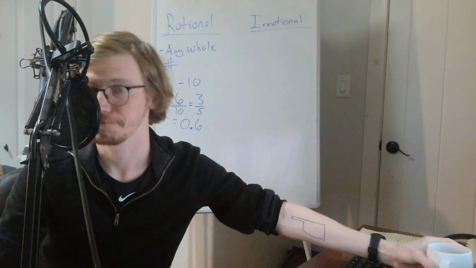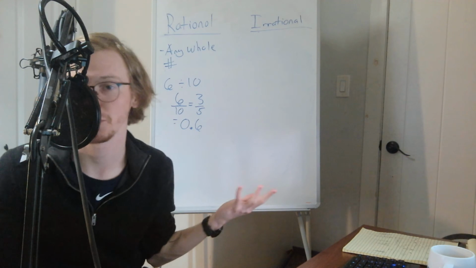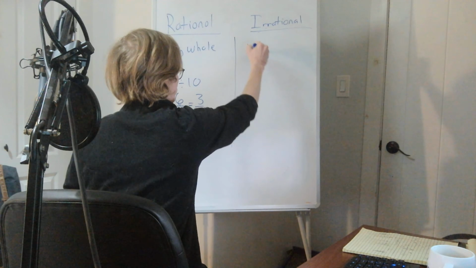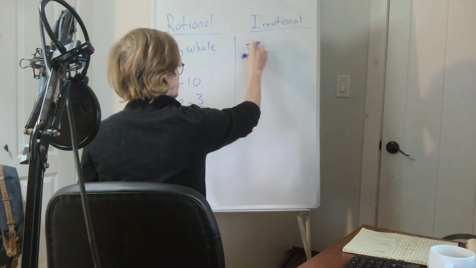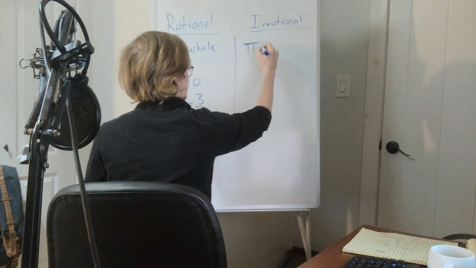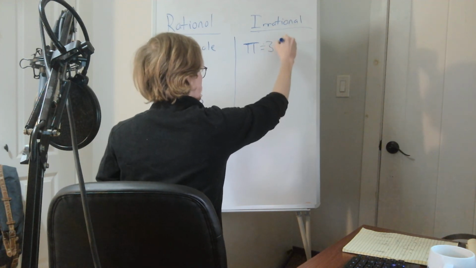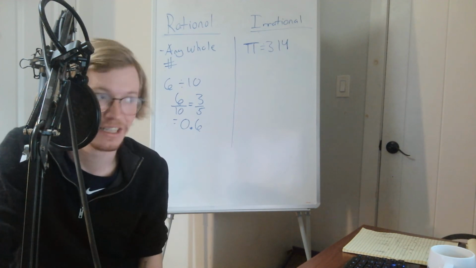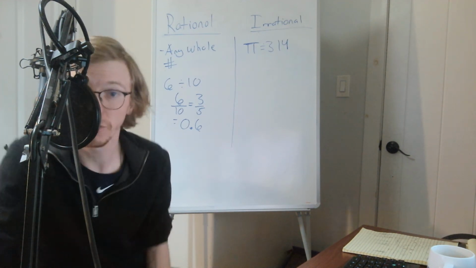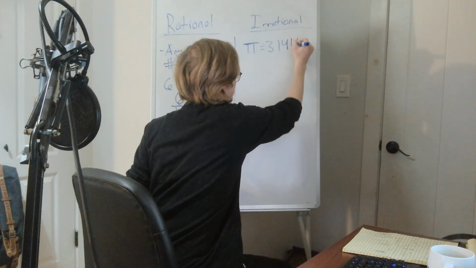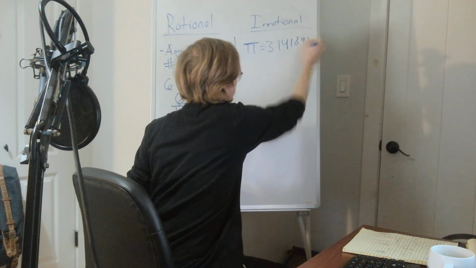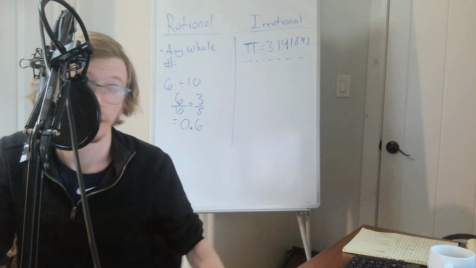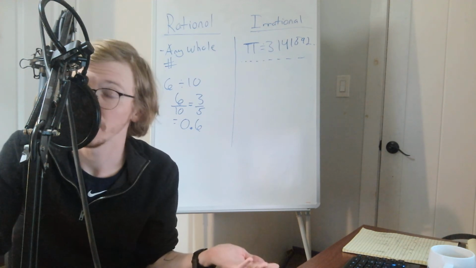But pi, everyone knows it starts out as 3.14. But it's way more than 3.14. It never ends. It's 3.141592, and it literally never stops. Another example would be the square root of 2.